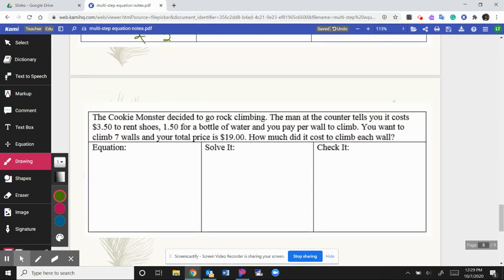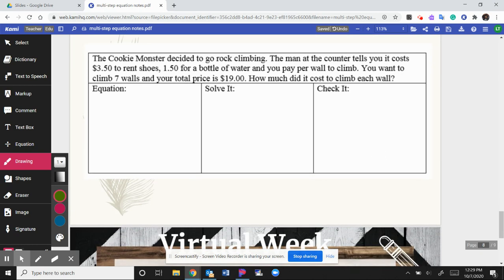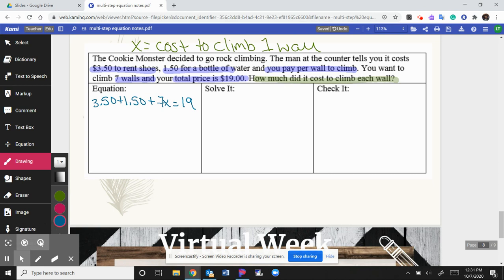One last problem here we're going to be doing. Please again pause the video, take a moment to write down the problem first, highlight the key information, and then please try to write your equation and don't forget to define your variable. Okay, so let's take a look here. First off, our variable is x, the cost to climb one wall. We know that because our question is asking how much did it cost to climb each wall.